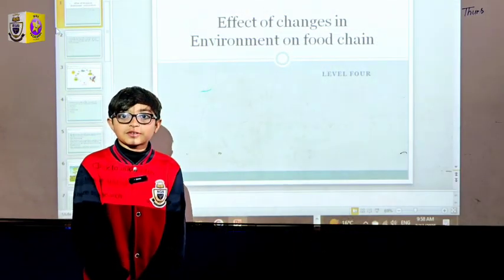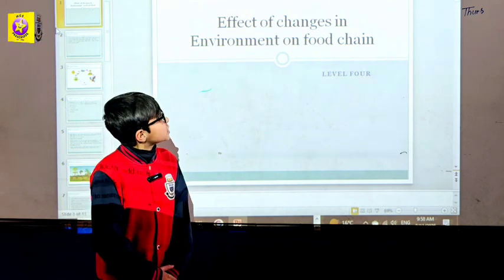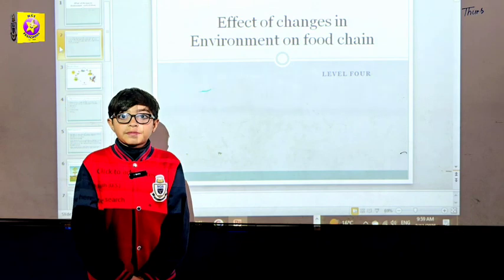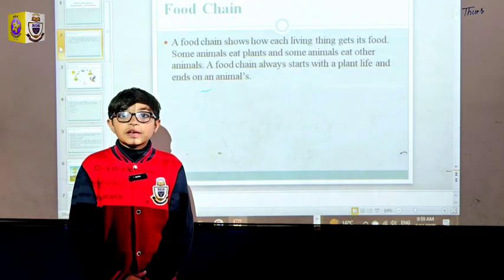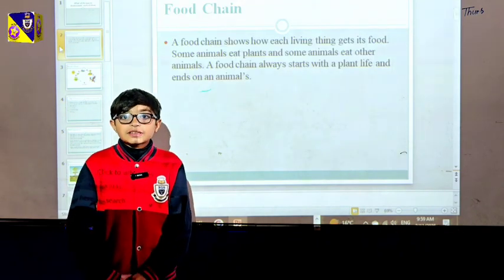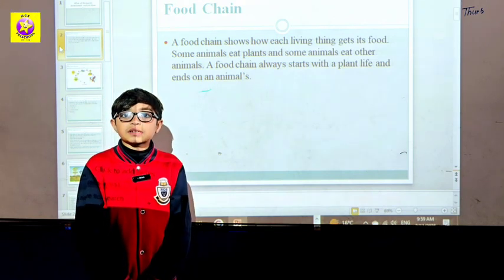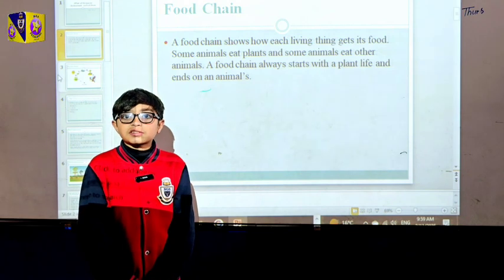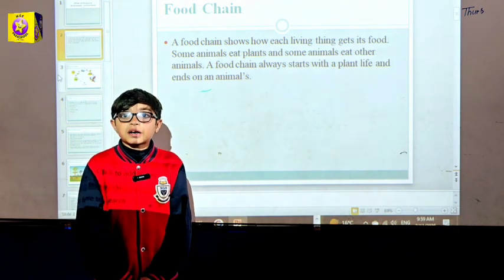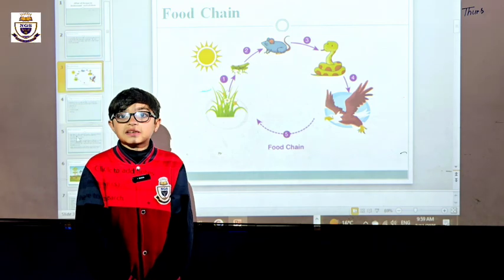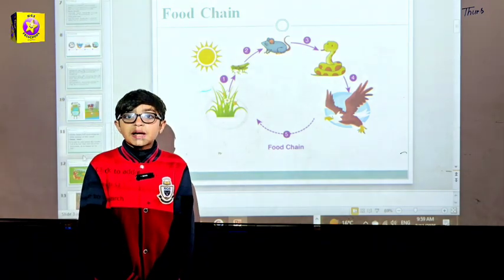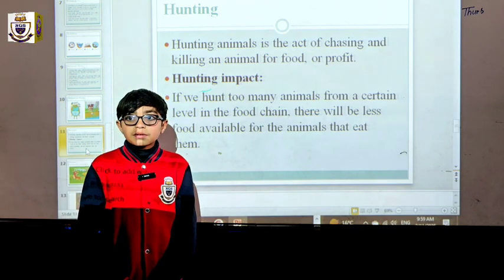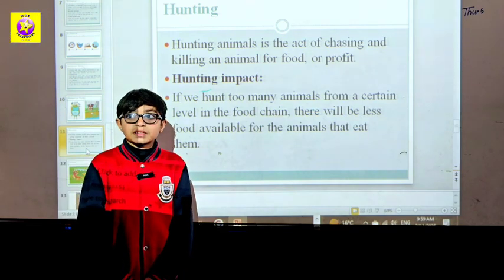Today my presentation topic is effect of changes in environment on food chain. A food chain shows how each living thing gets its food. Some animals eat plants and some animals eat other animals. The food chain also starts with plants and ends with animals. Hunting impact. If we hunt too many animals, there will be no food for animals.